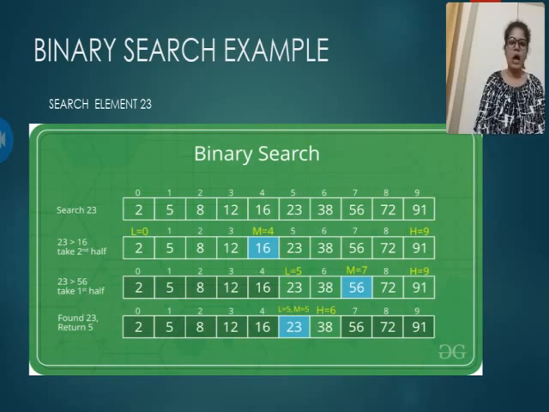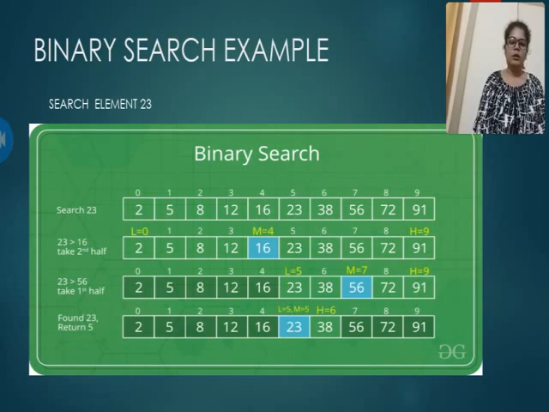In that case, we have to change the beginning of the list because now beginning is not 0, because we have discarded part of the list. So look at the third array. We again calculate the mid. The mid is 7. The element at the 7th location is 56. 23 is less than 56. So it must be somewhere at the left. So discard the right portion of the mid.